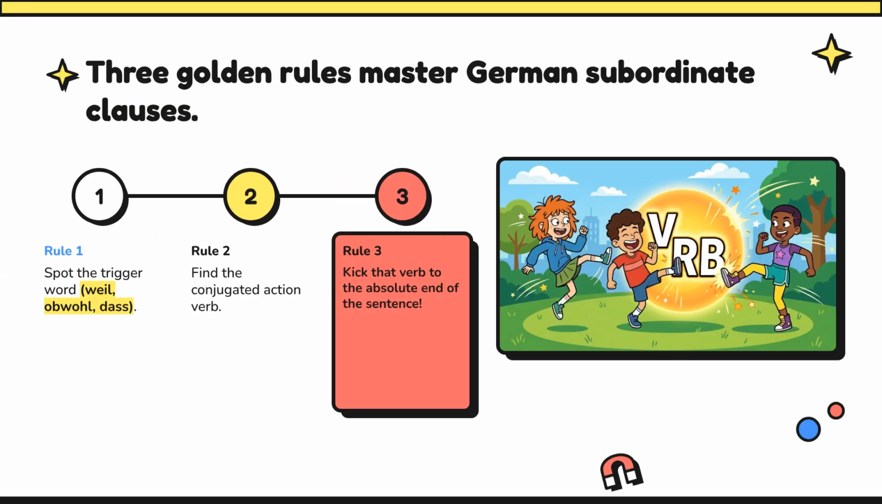To master German sentences, follow these 3 rules. Spot the trigger word, find the action verb, and kick that verb to the absolute end. Keep practicing, and you'll be speaking like a pro in no time.